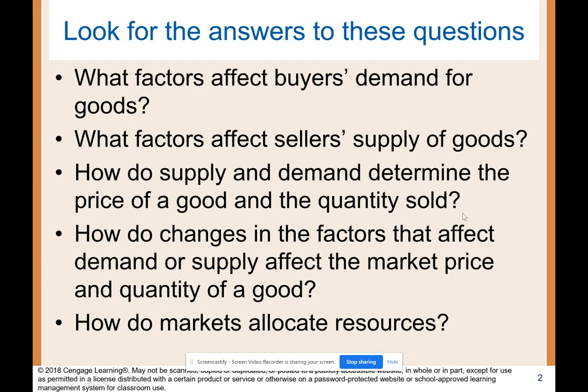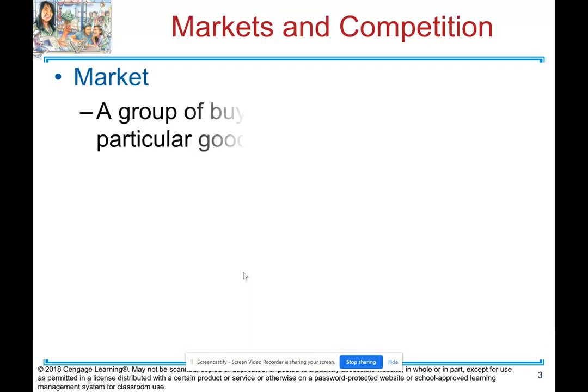scarce resources. The questions to be answered in this chapter are: what factors affect buyers' demand for goods? What factors affect sellers' supply of goods? How do supply and demand determine the price of a good and the quantity sold? How do changes in the factors that affect demand or supply affect the market price and quantity of goods? How do markets allocate resources?